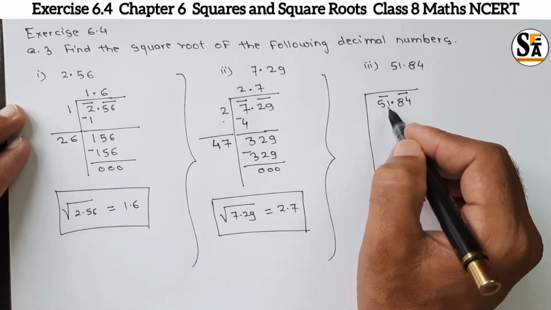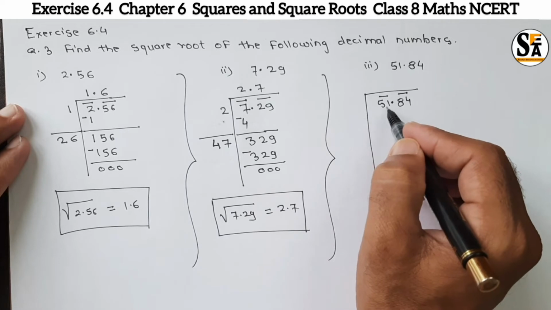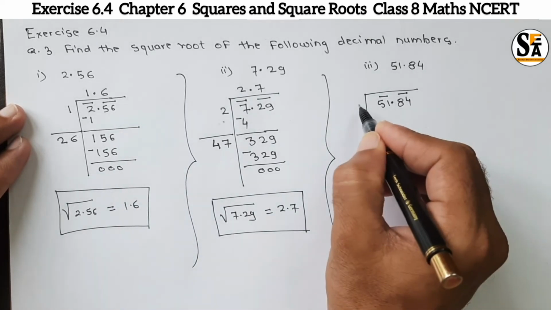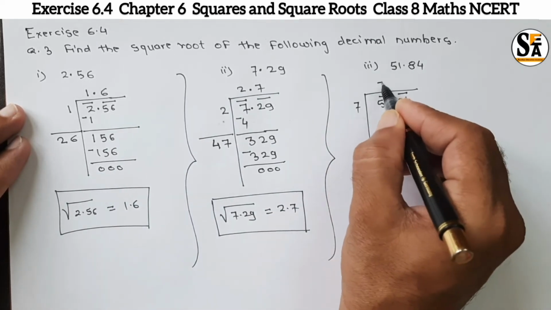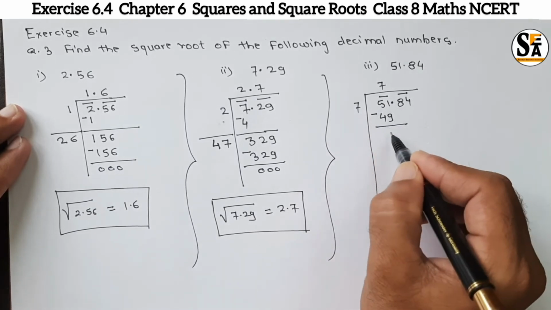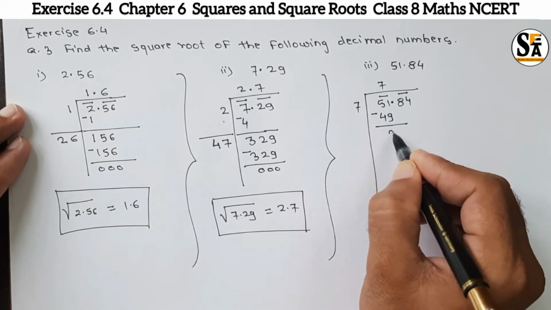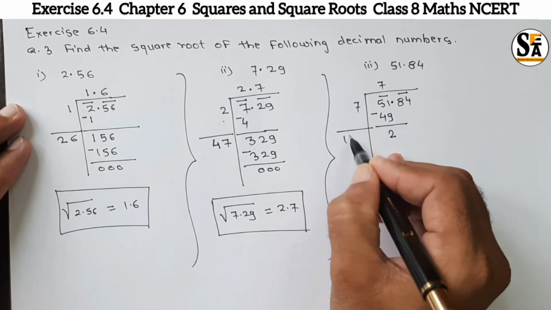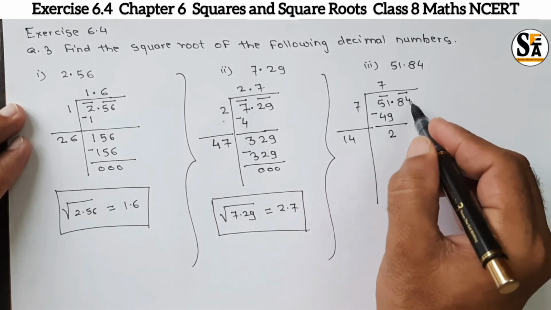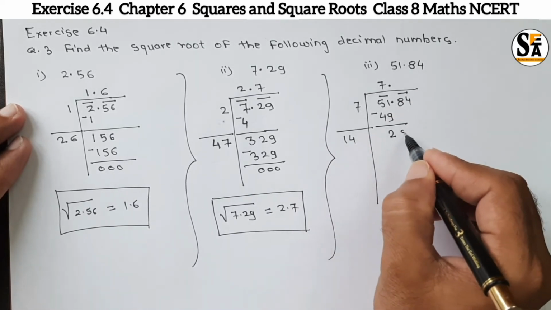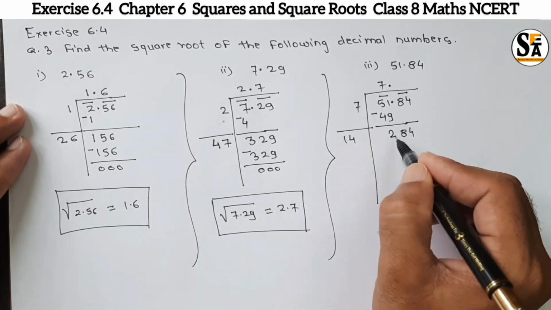Now guess the maximum square number which is less than or equal to 51. We know the maximum square number is 49, very close to 51. So 49 is the square of 7. So put 7 here and 7 here also, and take 49 here. Take subtraction, 51 minus 49, we get 2. Now 7 plus 7 is 14. Now to take 84 here we must put a decimal point here and take 84 here. Now we are getting the number 284.